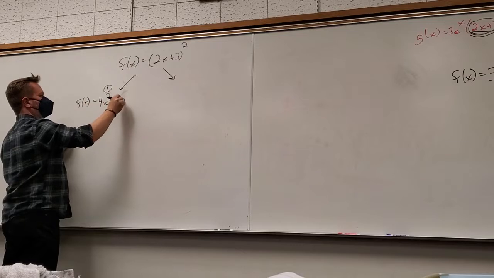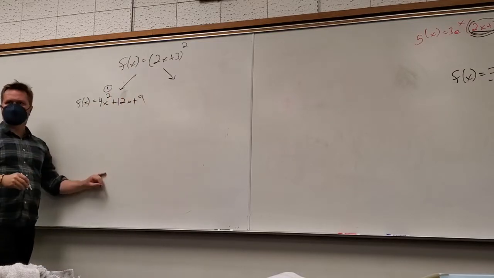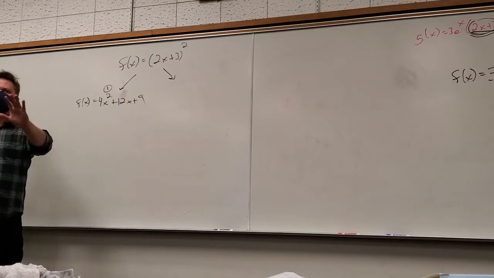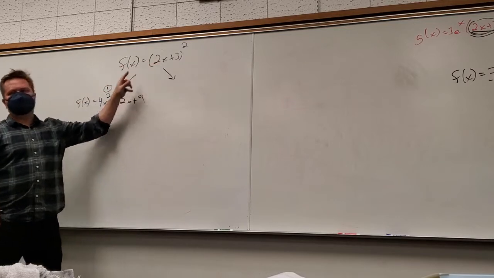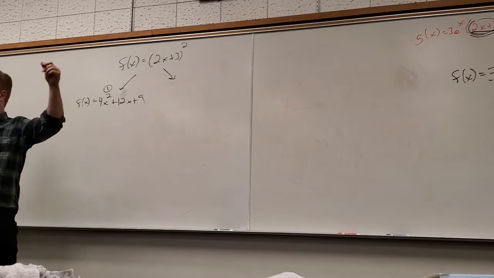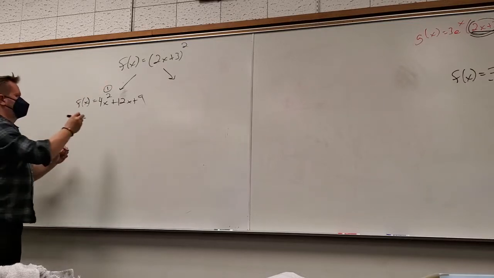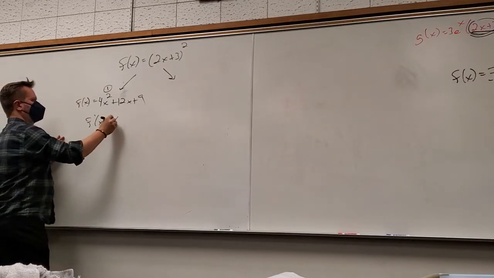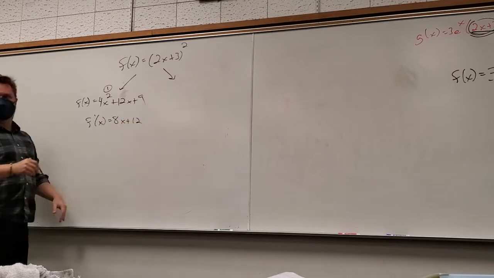6x, 6x. There's no arguing that that is that, correct? So this derivative I know is correct. There's no other way around it. So what do I get for this derivative? 8x plus 12.